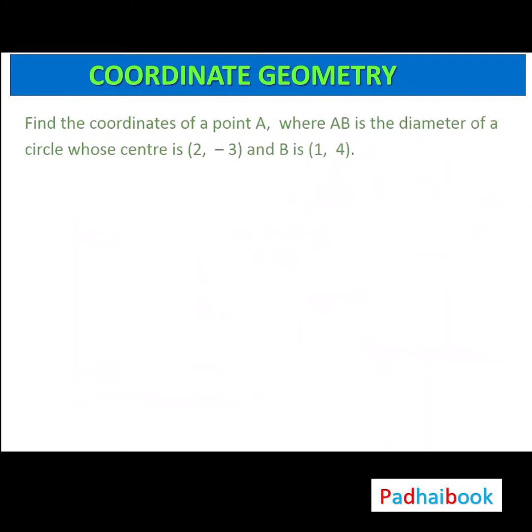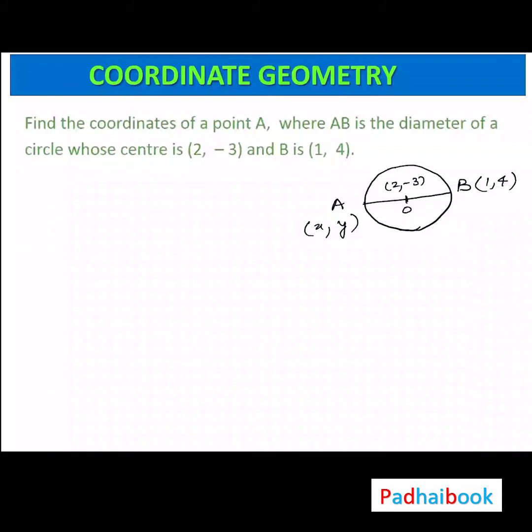Find the coordinates of a point A, where AB is the diameter of a circle whose center is (2, -3) and B is (1, 4). So here you have a circle such that AB is the diameter. I have to find the coordinates of the point A. Let it be (x, y). So here you have the center which is (2, -3), and the coordinates of the point B is (1, 4).